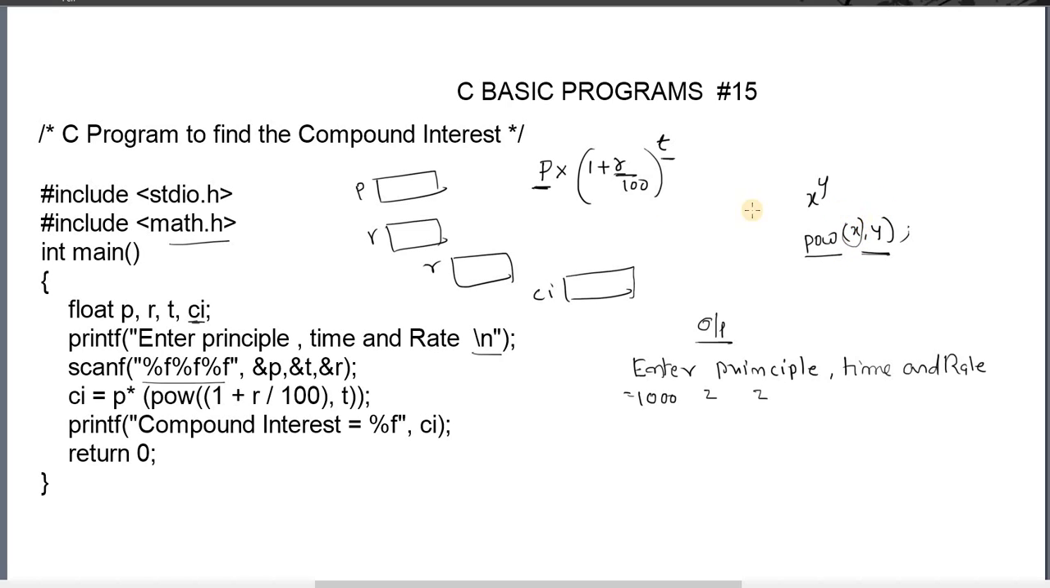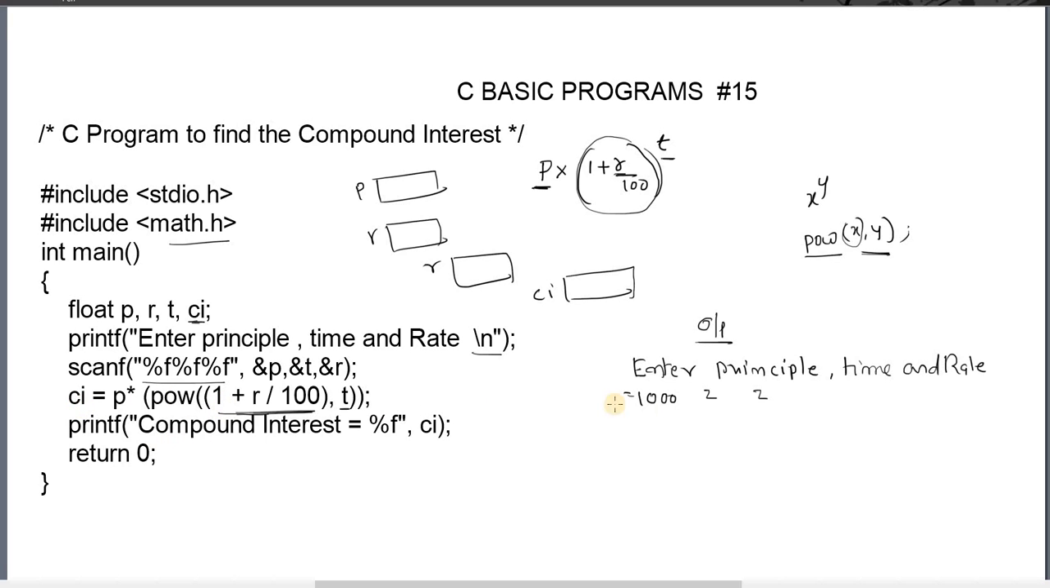Here in place of x, (1 plus r by 100) is the x of this pow. Assume that it is the base, and here t is the power. This function will return the result of (1 plus r by 100) whole power t. Then p is multiplied into that result. After this expression is executed, the Ci variable will get the result.